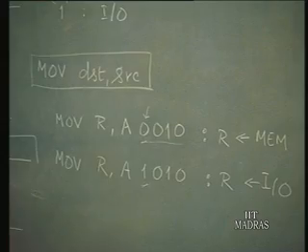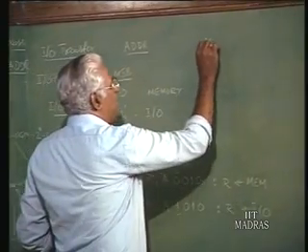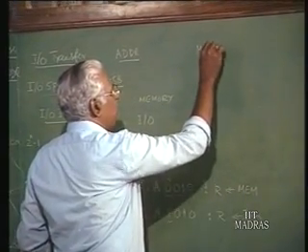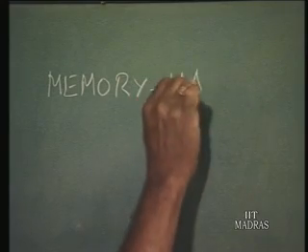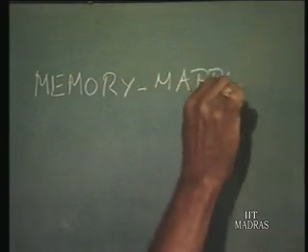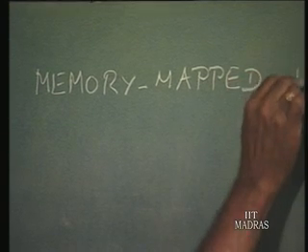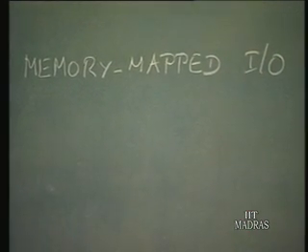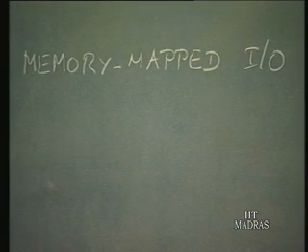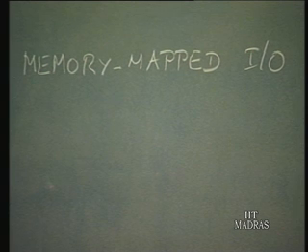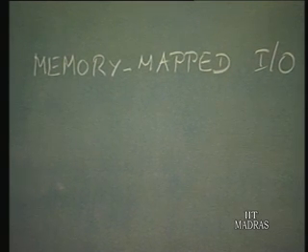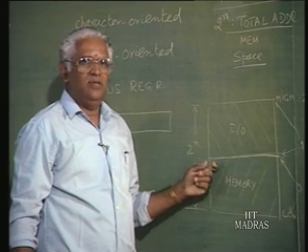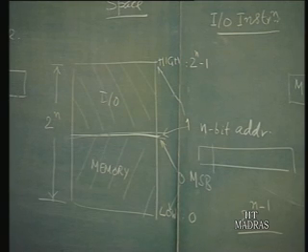Good. This scheme is called a memory mapped IO. Essentially it means the IO space has been mapped into the total address space, and there is a price I am paying for it, is it not? What is it? My memory size gets reduced. My memory size gets reduced, is it not?